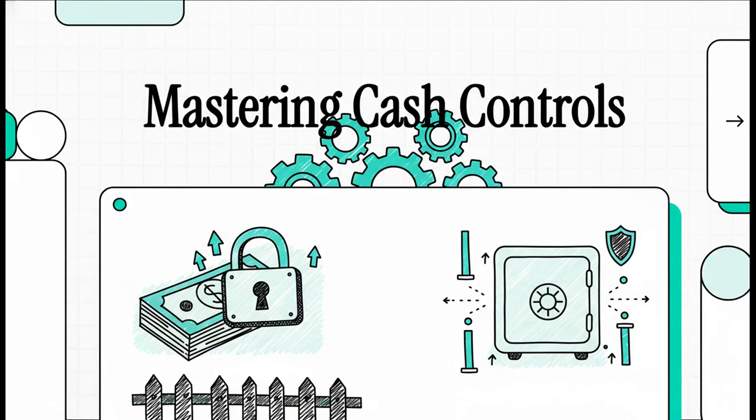Let's talk about cash. It's the absolute lifeblood of any business, right? But here's the catch. It's also your single most vulnerable asset. I mean, it can literally walk right out the door without a trace if you're not paying close attention. So, how do you protect it? How do you lock it down? Well, that's exactly what we're going to dive into.